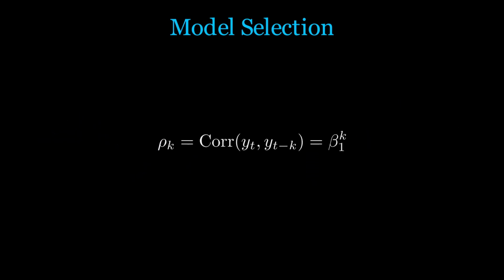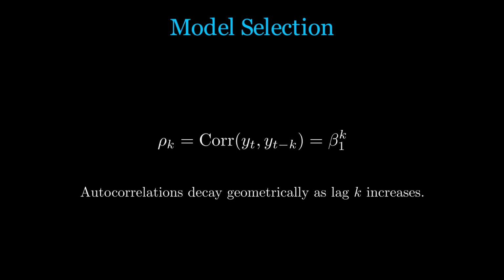For an AR1 model, the autocorrelation between points k time units apart is defined as beta 1 to the k power. Since a correlation is bounded by 1 and -1, the exponential implies that the autocorrelations decay geometrically as the lag increases, since raising the correlation to a power makes it smaller the higher k is. Basically, the strength of the relationship diminishes as the time gap widens. For white noise, where beta 1 is 0, the correlation is just 0 for all lags.